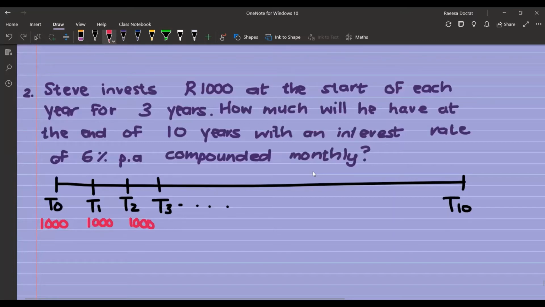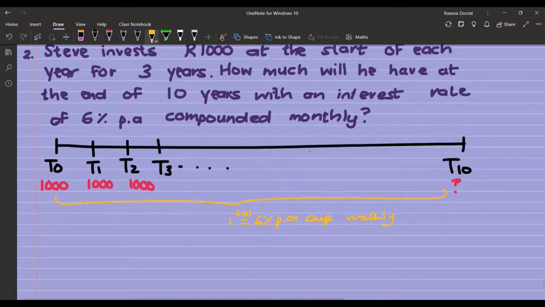And our question is then, how much will he have at the end of 10 years? And for the entire time, there's an interest rate of 6% per annum compounded monthly. So in other words, this is I-12. So keep that in mind so that we use the correct interest rate. So then let us calculate our accumulated amount at time 10. So we're taking everything to time 10.